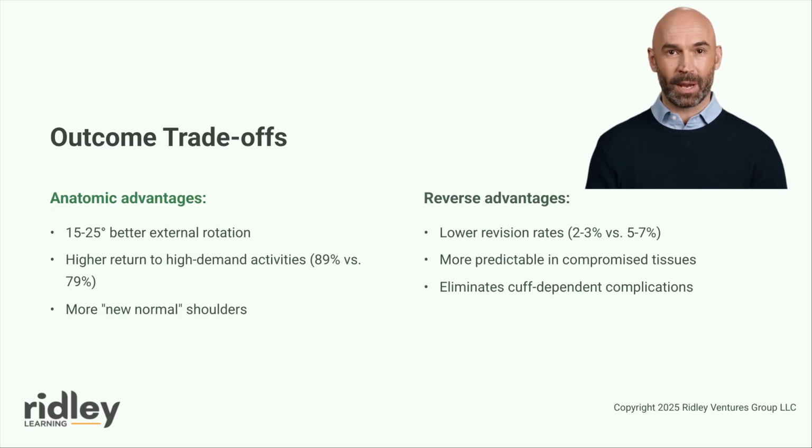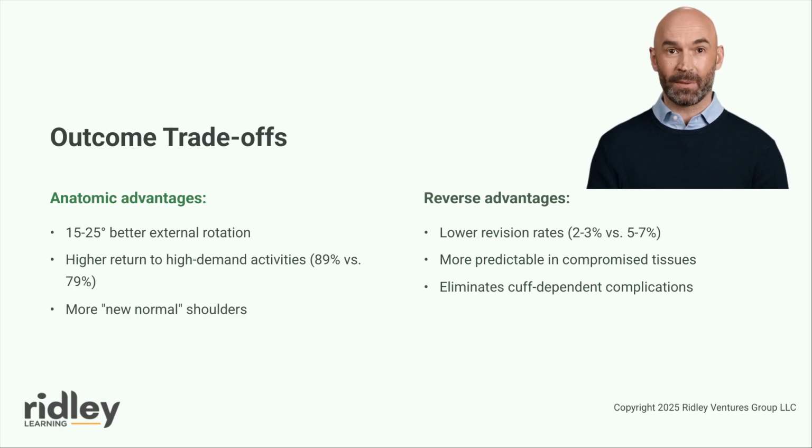Let's now examine the comparative outcomes and clinical decision-making between these two approaches. Direct comparison of anatomic and reverse arthroplasty outcomes reveals important trade-offs that must be weighed in clinical decision-making. Both procedures provide substantial and durable pain relief, with no clinically significant differences in pain scores at mid to long-term follow-up in appropriately selected patients.